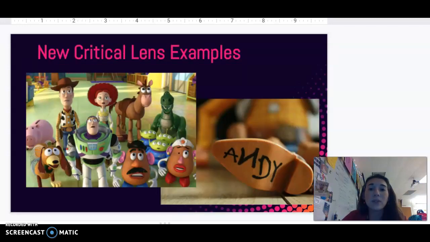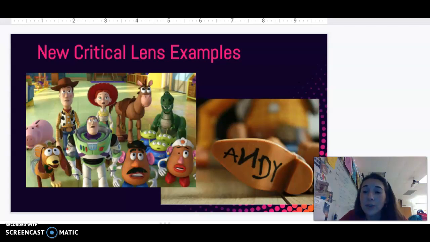My examples, one of them being Toy Story, specifically the fact that Andy writes his name on the bottom of toys' shoes to signify their importance. So this would be an image of a motif or a form of symbolism where characters are chosen, and some are more chosen than others.